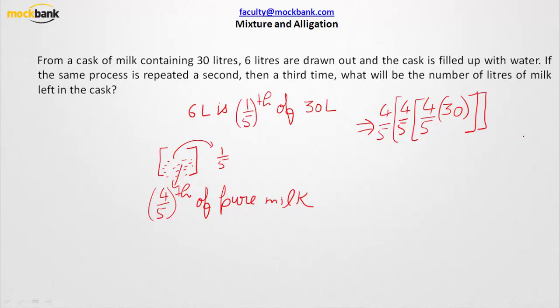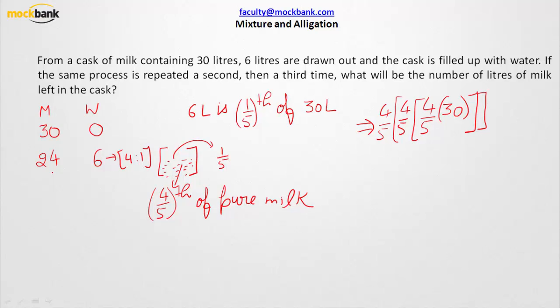If you do it in this method, you have milk and water. At the very first step, milk is 30 liters and water is 0. Then milk becomes 24 liters, water becomes 6. Now the ratio is what? 4:1. Now don't say that this is going to be 12, it's like 18 liters, because you cannot have 18 liters of milk. Some water would also come out.